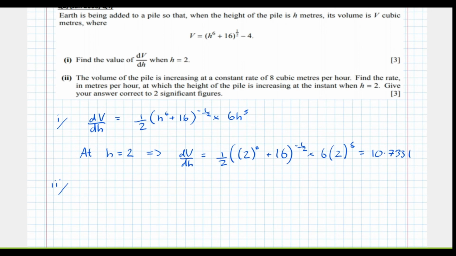So the volume of the pile is increasing at a constant rate of 8 cubic metres per hour. dV by dt, the volume is increasing at a rate of 8 cubic metres per hour. Find the rate at which the height of the pile, dh by dt, is increasing at the instant when h equals 2. Well, I can see that h equals 2 in our previous example, so that suggests that what we worked out in part 1 is going to be useful. So dh by dt we can get by multiplying two differentials together, one with dh on the top, one with dt on the bottom, and the third variable I haven't mentioned yet is the one we're going to use to cancel.